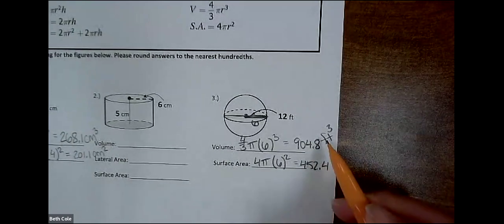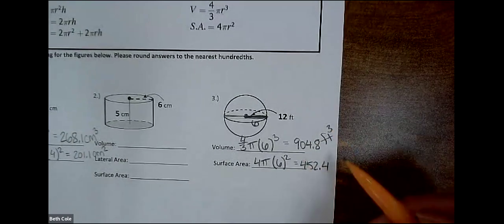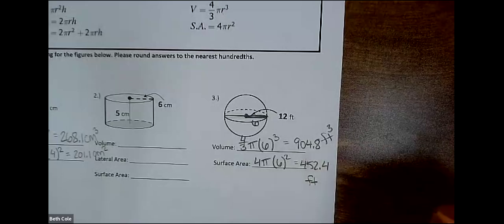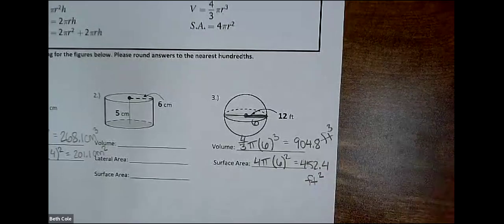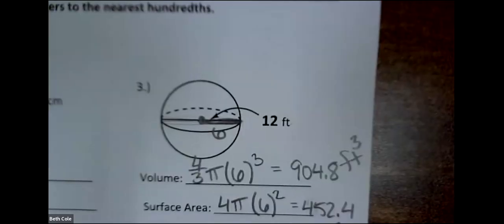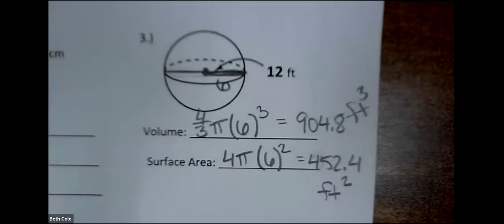All right, so volume is cubed. What am I going to put for surface area? It would be feet squared. Good, to the second. So let's go back and do question 2.